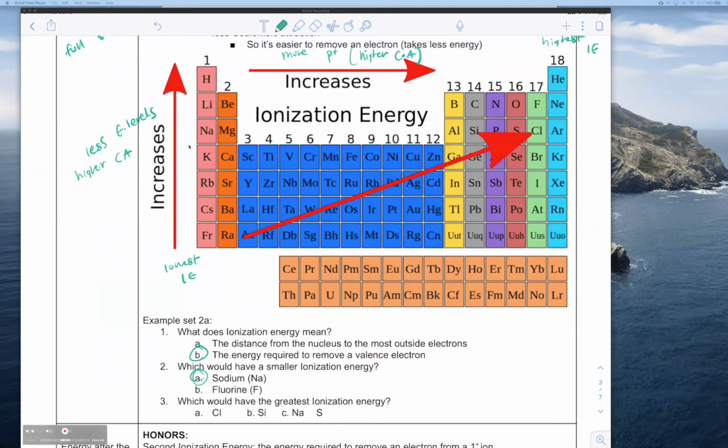And again, sodium has more energy levels. So since that distance is greater, it has less Coulombic attraction than fluorine over here. And then which would have the greater ionization energy? So you have chlorine, silicon, sulfur, and sodium. So chlorine is the closest to that top right-hand corner. So chlorine would be your answer. Okay, and again, chlorine also has the most protons out of these, so it's pulling those electrons the most strongly.